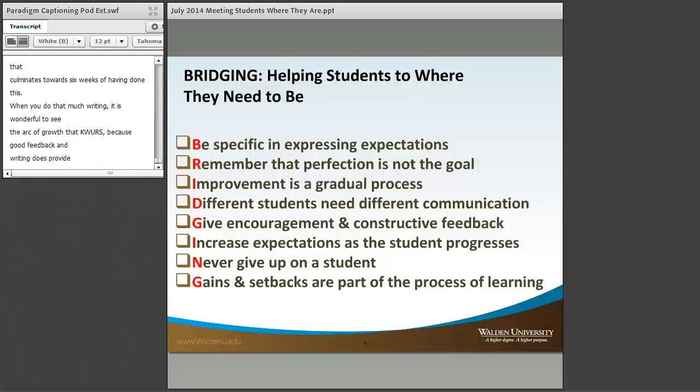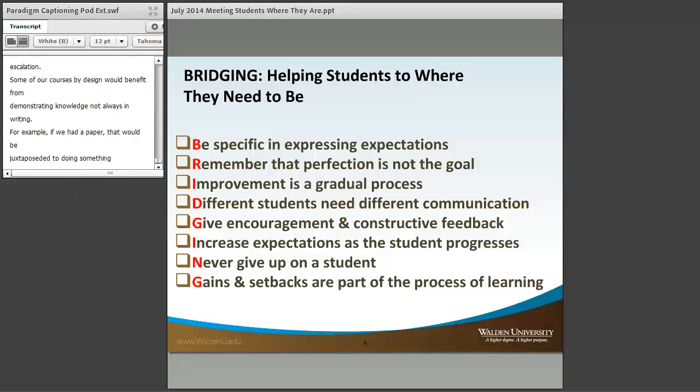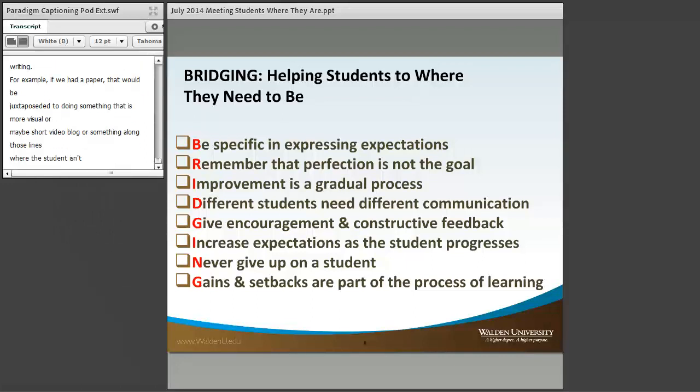I think some of our courses, by design, would benefit from demonstrating knowledge not always in writing. For example, if we had a paper that would be juxtaposed by an opportunity to do something that is more visual, or maybe a short video blog or something along those lines, where the student isn't being, once again, subject mastery is not always demonstrated in writing, that we see other ways of showcasing that knowledge. Good stuff to think about.